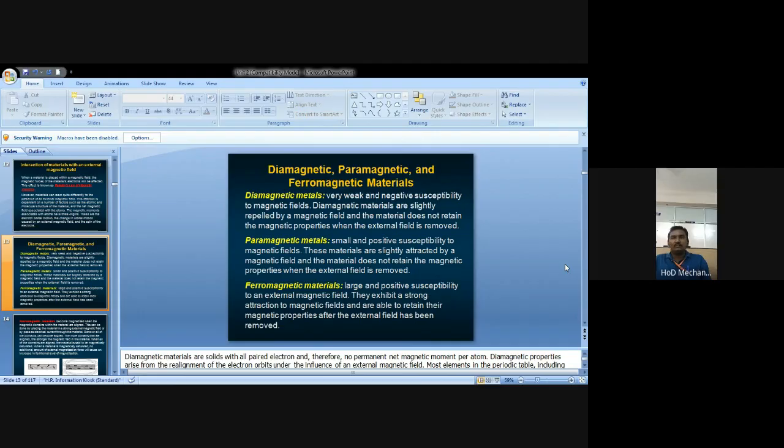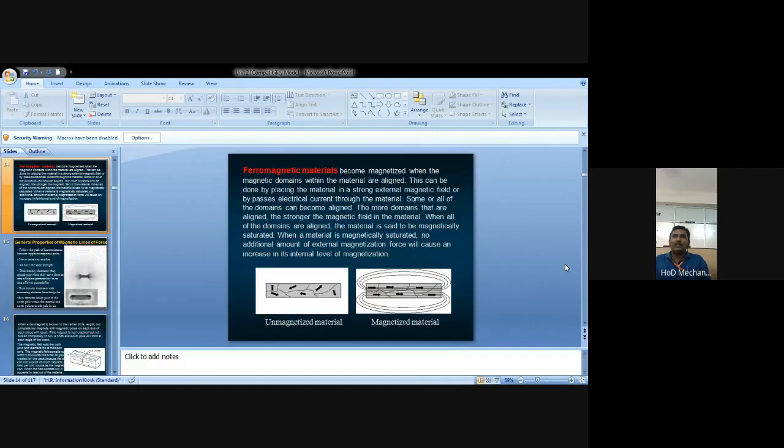So that is the difference between the three types: one is diamagnetic metals, the second one is paramagnetic metal, the last one is ferromagnetic. So these are all the different types of metal. For magnetic particle inspection, we mostly have to use these ferromagnetic materials only.